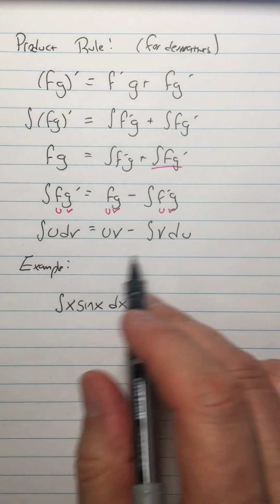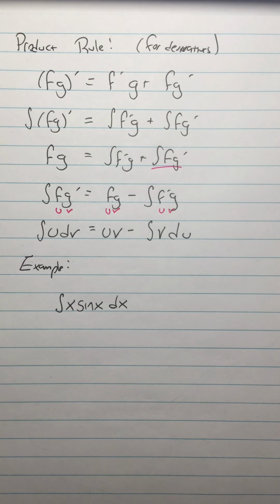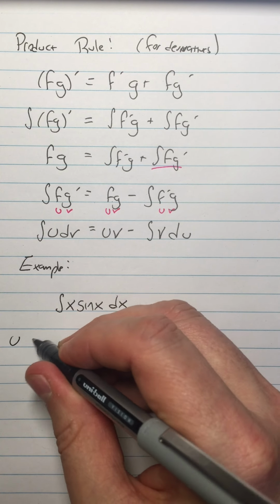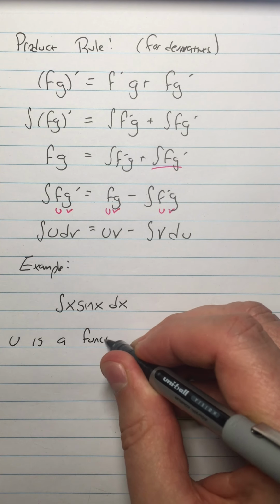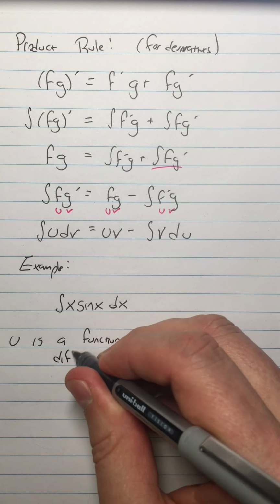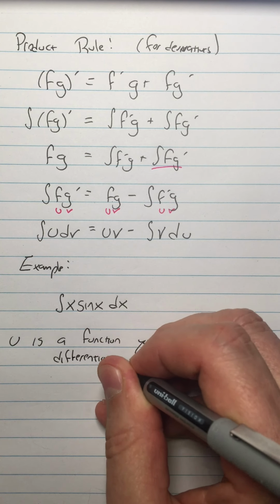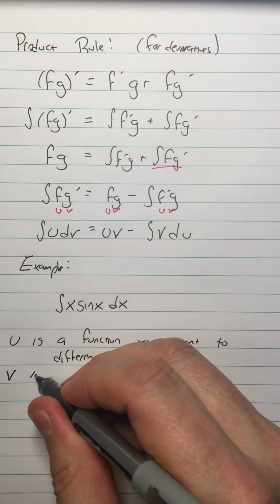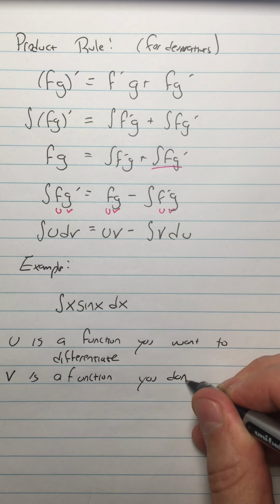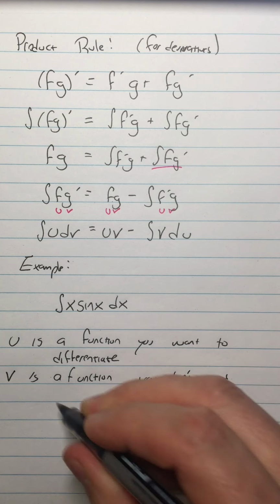So how does this process help us solve this example that we got that you didn't know how to integrate yet? Well, I'll show you. So the key here is that u is a function that you want to differentiate. So u is a function you want to differentiate, so it's going to get easier if I differentiate it. V is a function that you don't mind anti-differentiating.